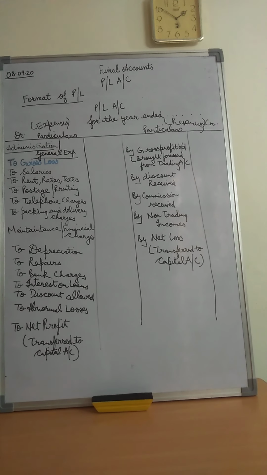Now it also has the non-trading incomes, which are the ones such as interest on investment, dividend received, rent income from any kind of property. It also has, children, just like on the debit side we have abnormal losses, on the credit side we have abnormal gains. Which are the gains which are not regular for a business? Such as profit on sale of investments, profit on sale of any kind of fixed assets, because we are not selling every now and then the fixed assets. So they are part of the abnormal gains.